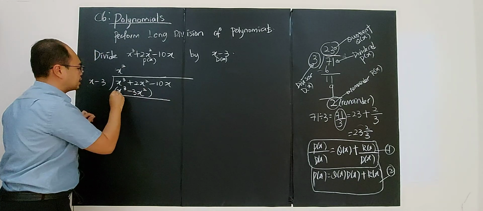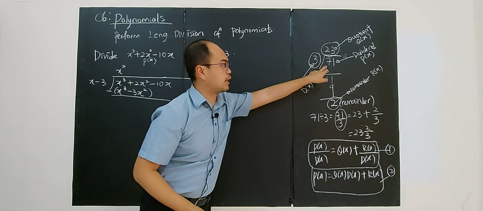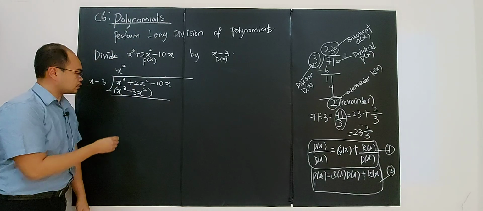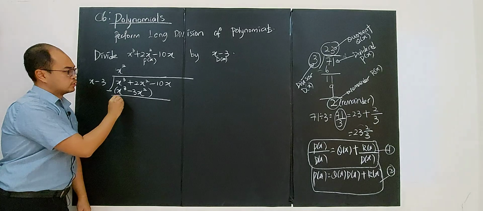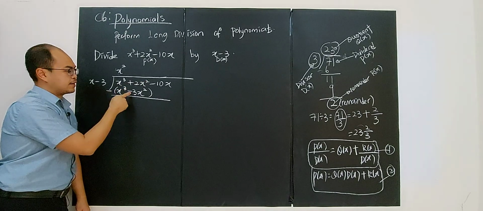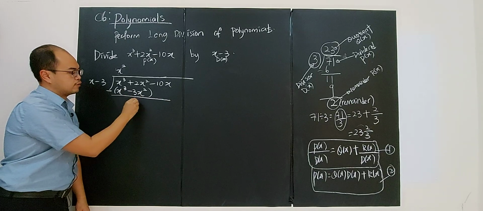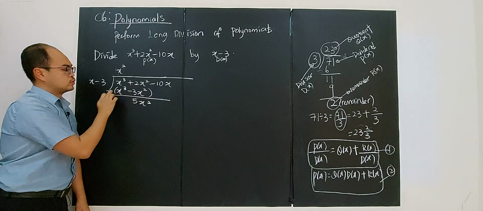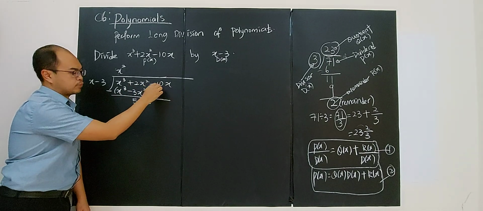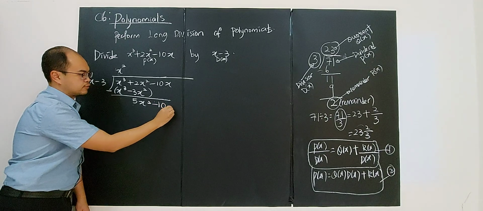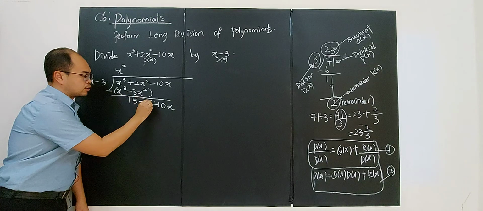Then you have to subtract, just like you do with numbers, and you get the next term. x cubed minus x cubed, you have 0. Then 2x squared minus negative 3x squared: minus and minus becomes plus, so 2 plus 3, you have 5x squared. Then you bring forward the negative 10x. Now this is your leading coefficient here.